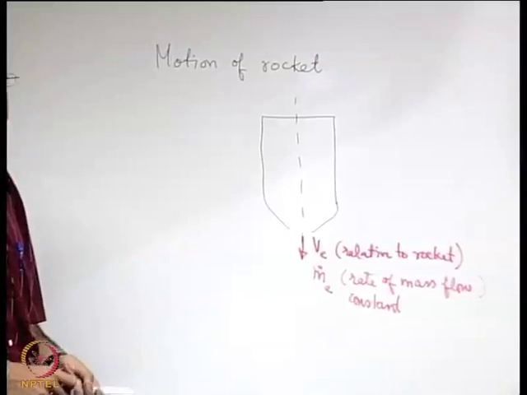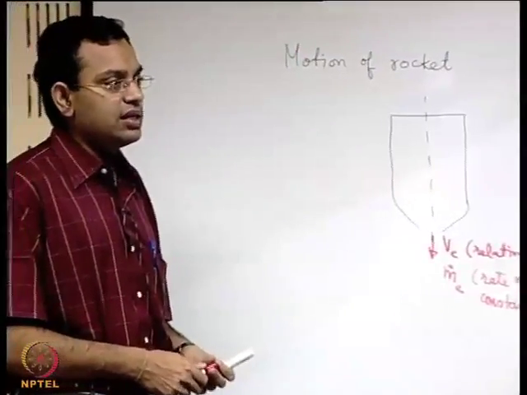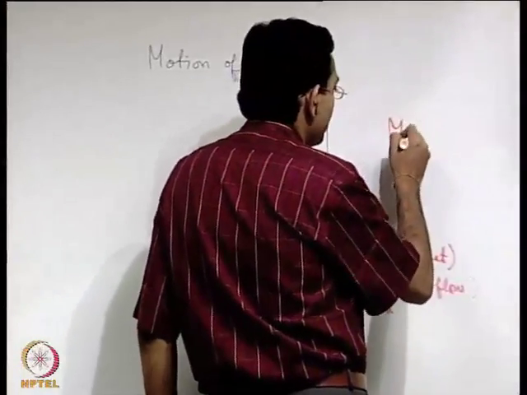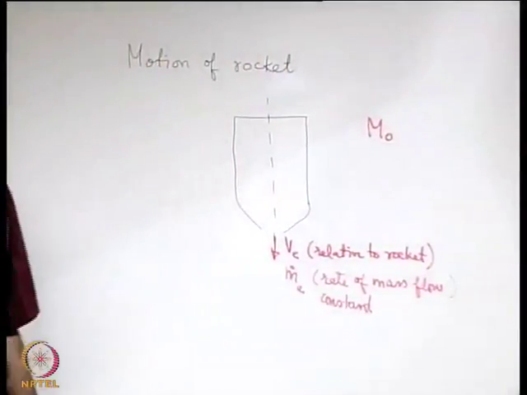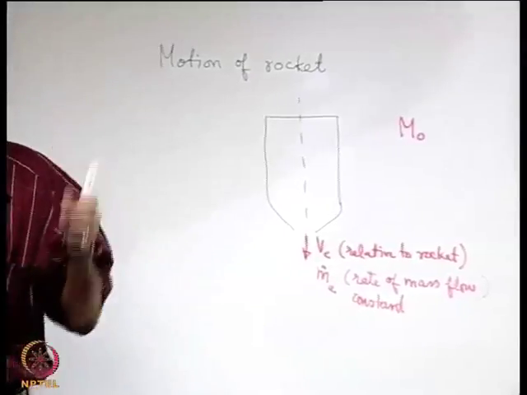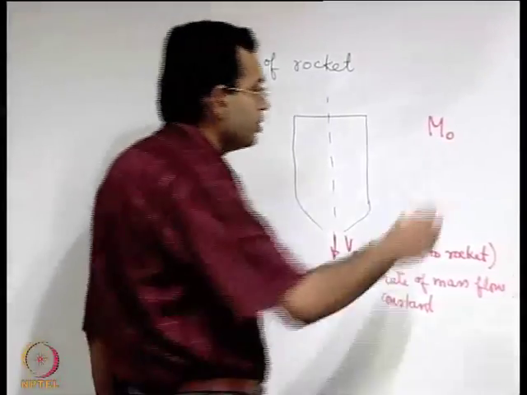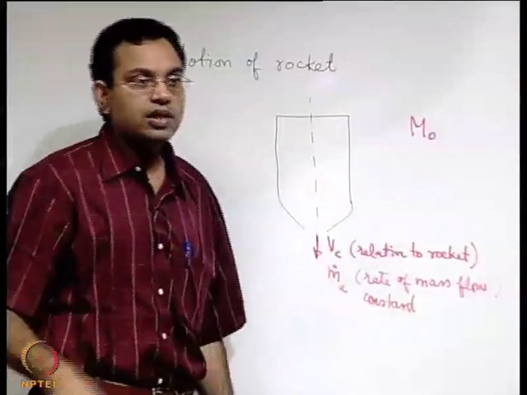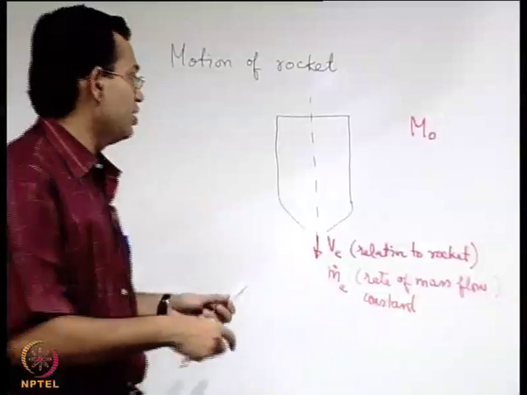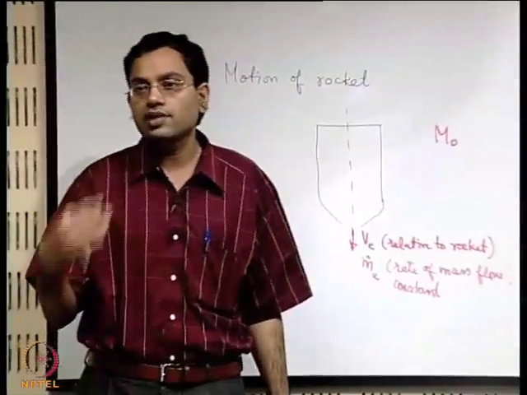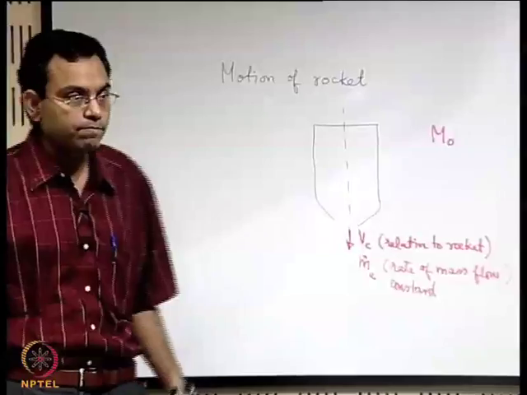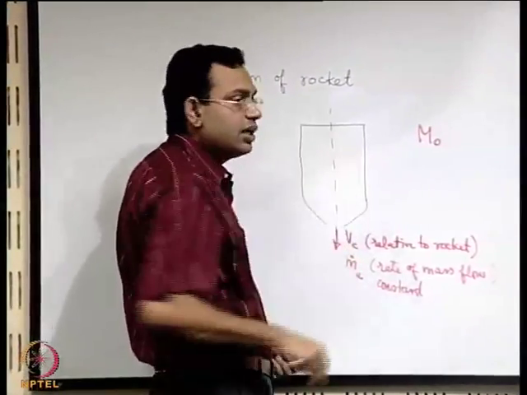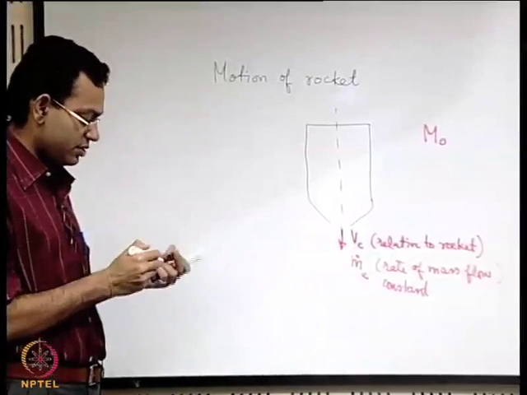Now what about the mass of the rocket? The mass of the rocket is like when you have an initial mass, say m naught is the initial mass, it is the mass of the structure plus fuel plus whatever was there initially. Now this would decrease with time, because some mass is leaving the rocket. So if you consider a control volume which includes the rocket, then that control volume has mass which is variable, which is not a constant.